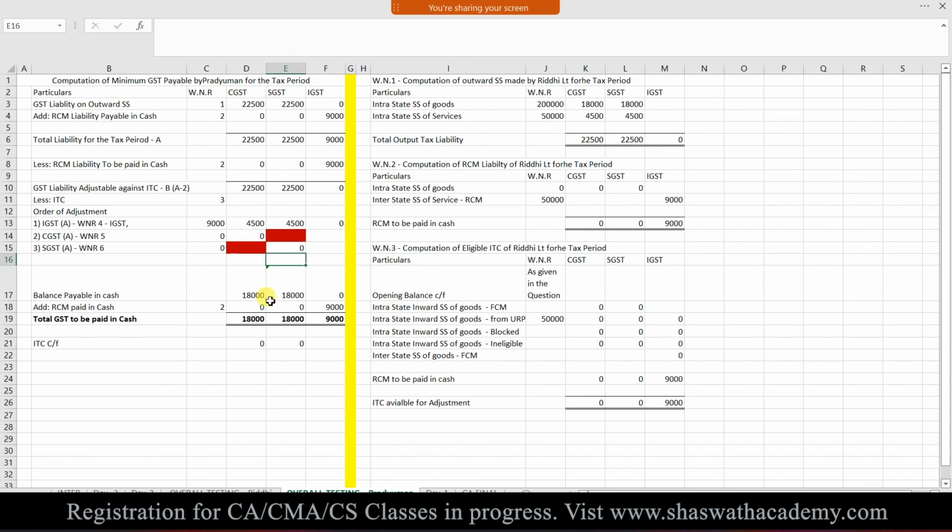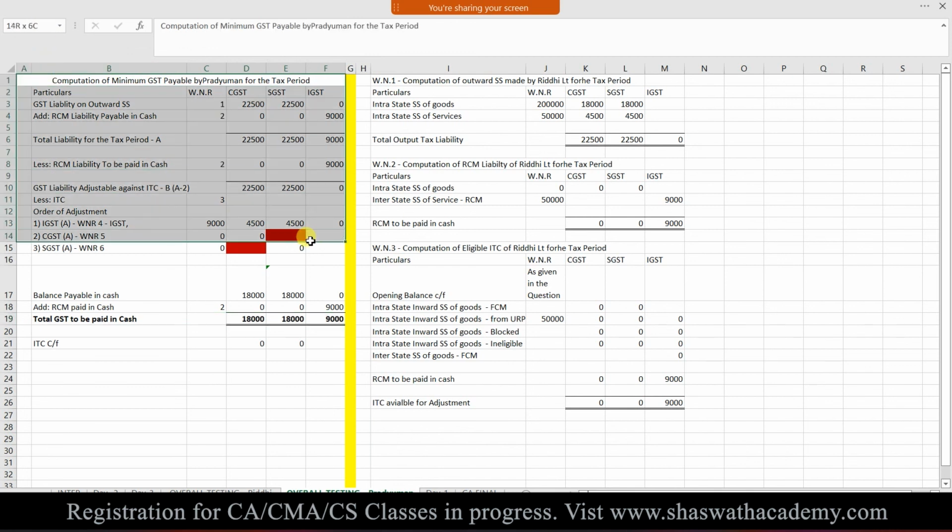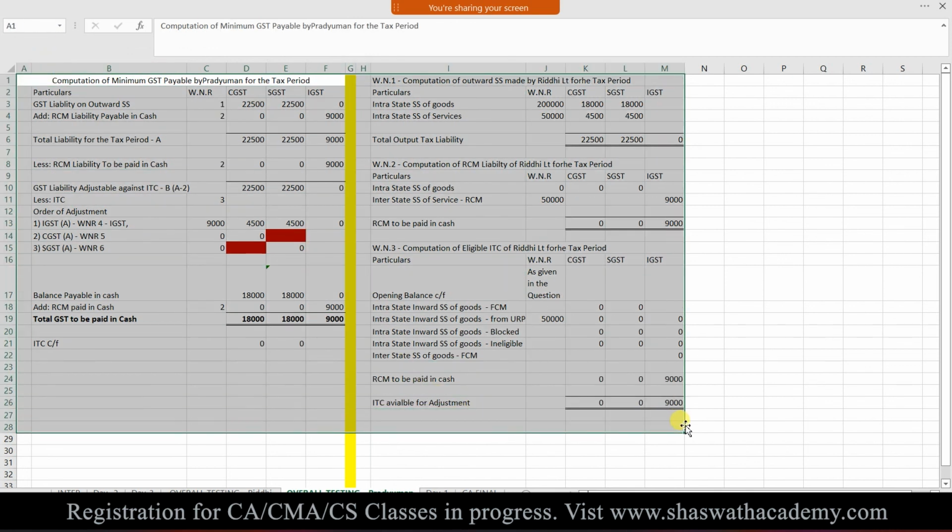My dear brothers and sisters, this is the balance payable in cash, and this is the RCM liability, and this is my total GST liability payable in cash. This is one more demonstration of the overall problem. My dear, the second problem we took just 5 minutes to knock down. Can you see? Everybody, are you comfortable? Yes, sir. This is the way you are expected to present your examination answer.